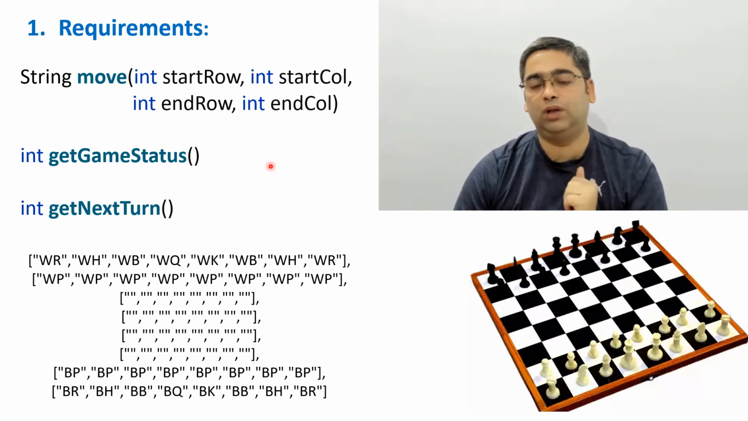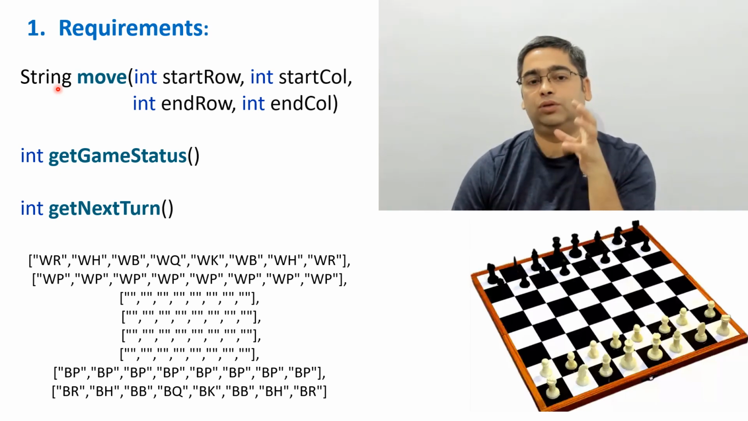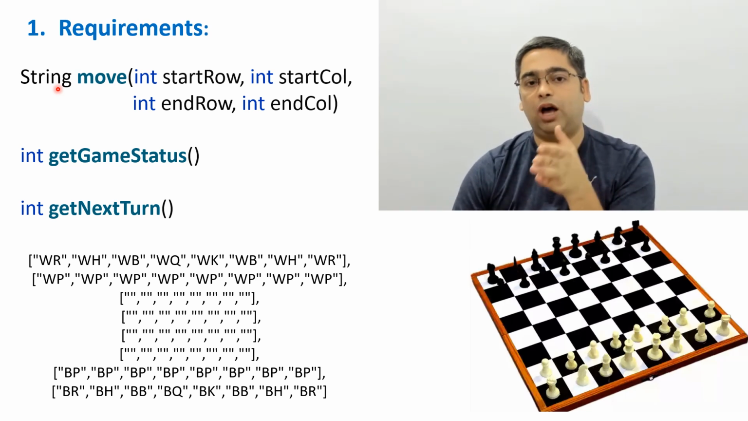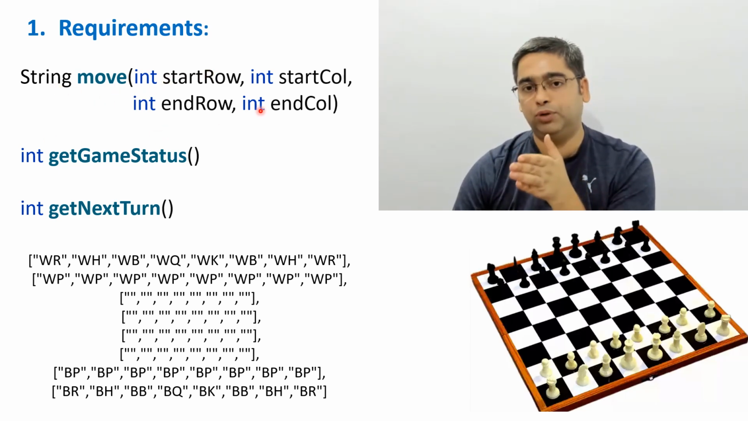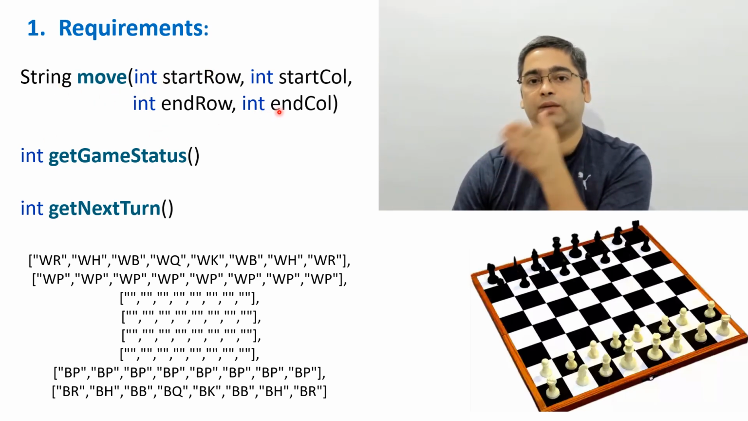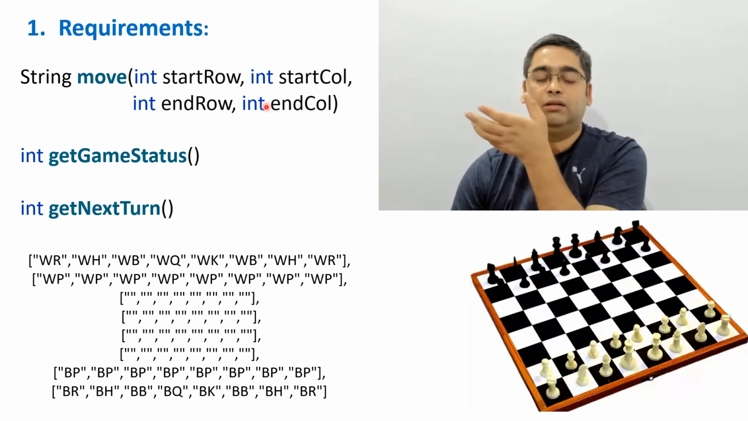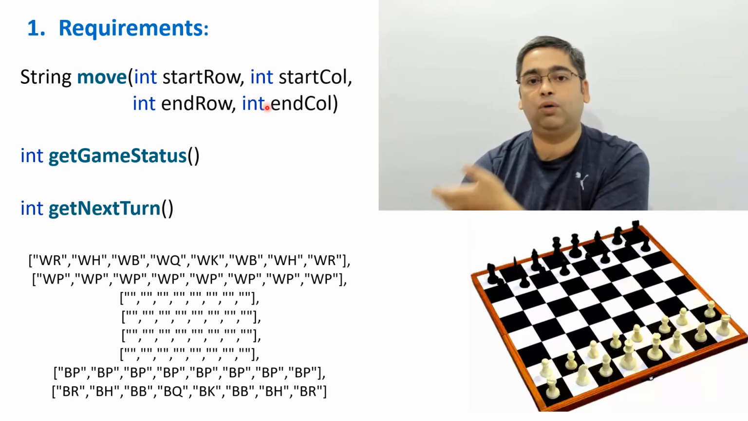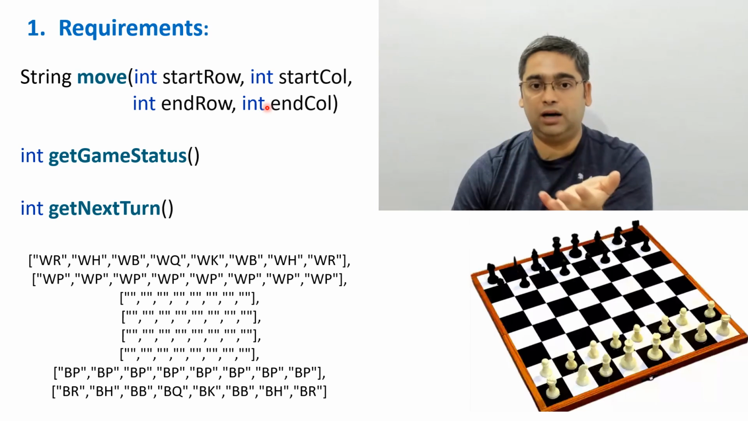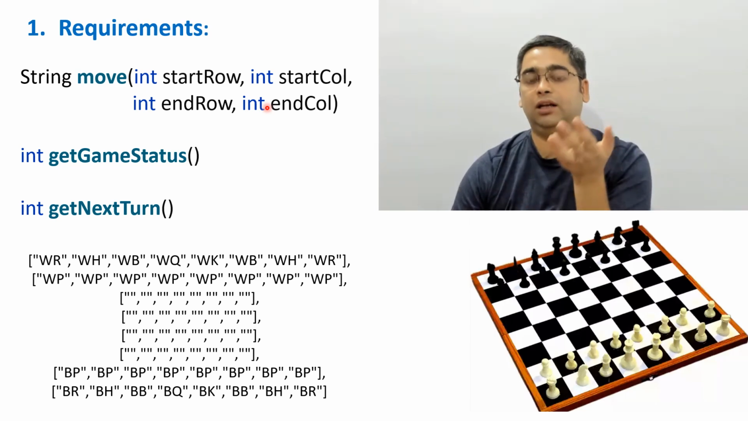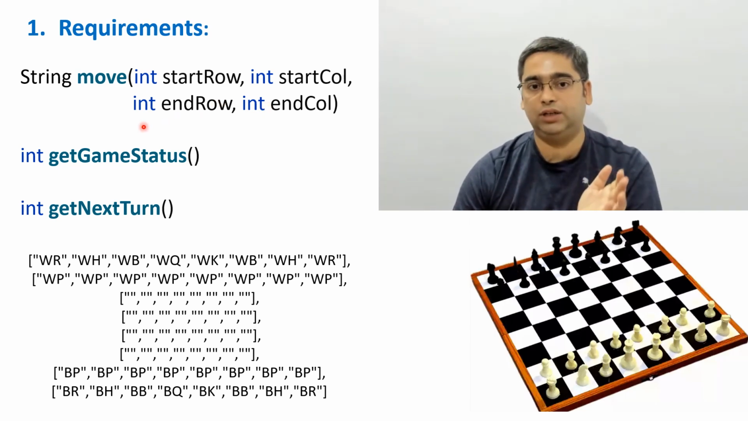Now let's go through the requirements. The first requirement is move. In a game of chess, the core requirement is, can you move a piece from a starting position to an ending position? First we have to check whether both these positions are valid, and whether the piece that is there can even move to the end row, end column. Is there a opposing piece in the way? Is there a same color piece in the way? All these factors we need to consider.